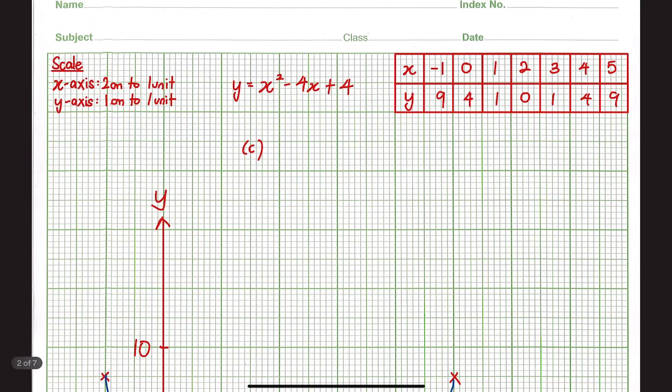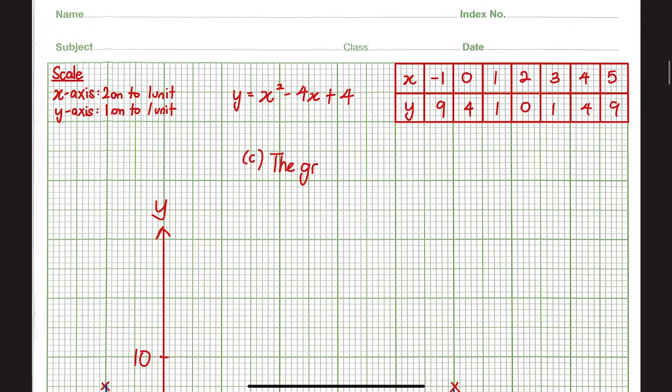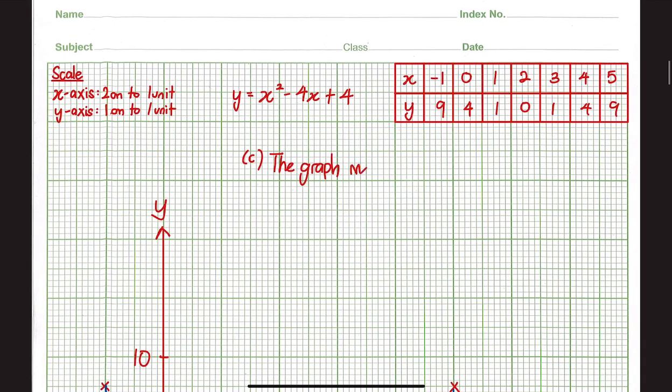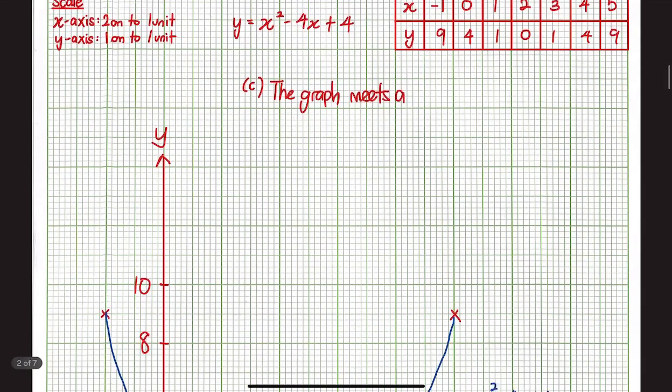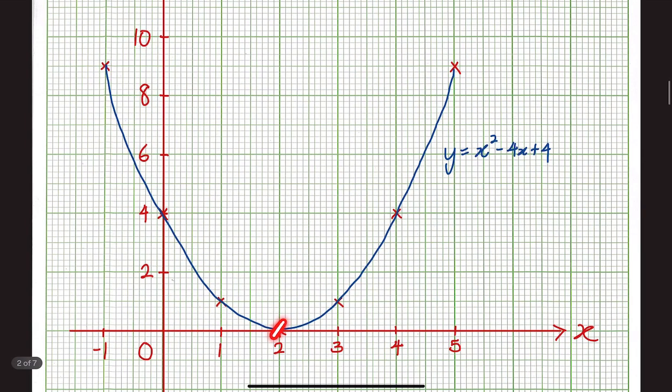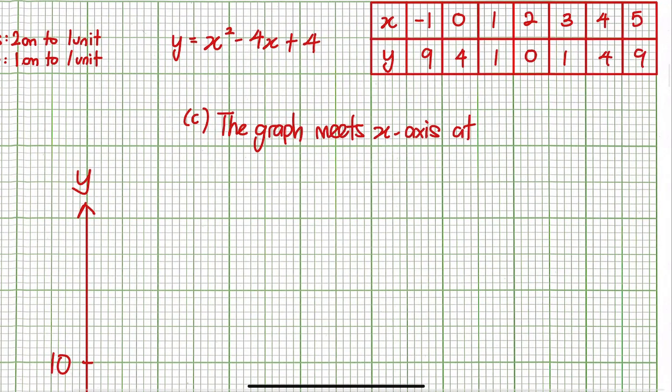Okay, the graph meets the x-axis at this point here. This point, the coordinate is 2, and the y value is 0. This x value here is 2. The y value here is 0. So therefore, the coordinate will be 2, 0. Okay, this is for part C.